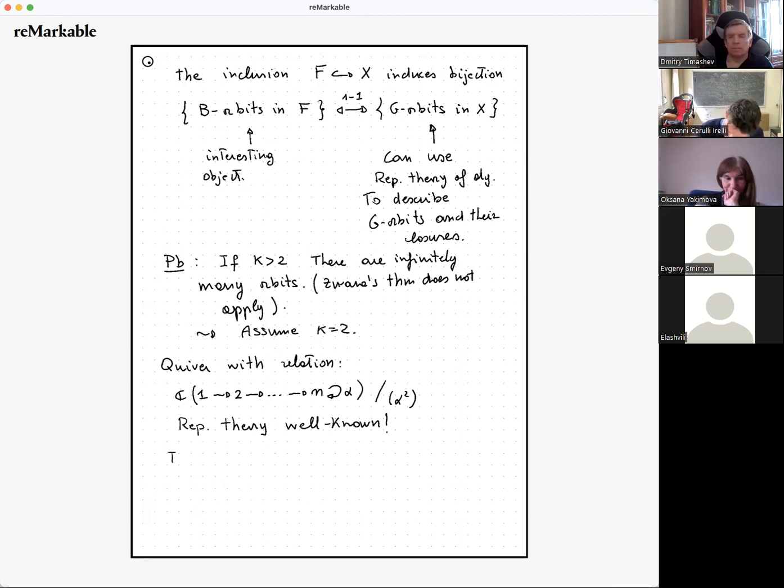And so the indecomposables are in bijection with connected walks avoiding the relation. So I'll give you an example, just to say that there is a kind of classification of indecomposables. There are only finitely many indecomposables. They can be described, and so one can apply Zvara's theorem here and get information about the orbit closures.